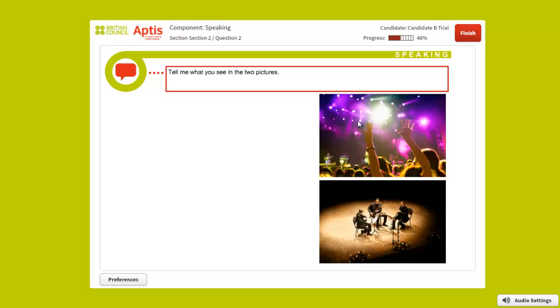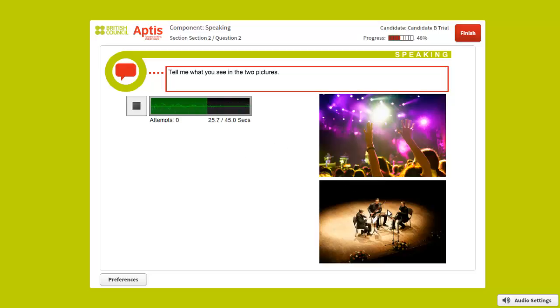Tell me what you see in the two pictures. Yes, here you have two pictures. You can describe the first one, what is there, what's inside it, and you can come to the second one. If you still have time, you can compare between the two photos to give you a chance to speak about the two photos fully or in a clear way, and to cover the time, of course, the 45 seconds.